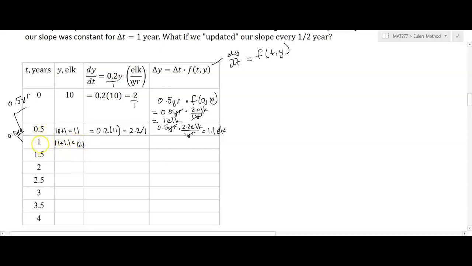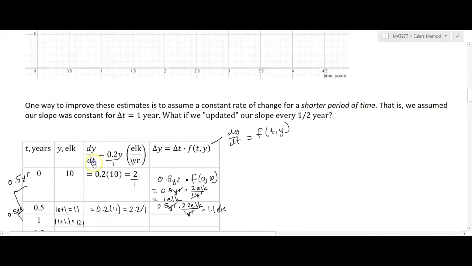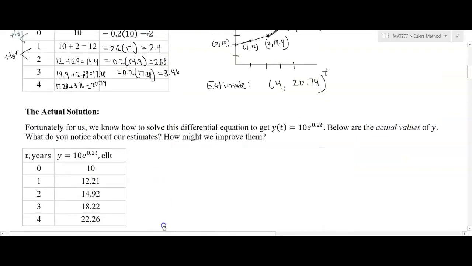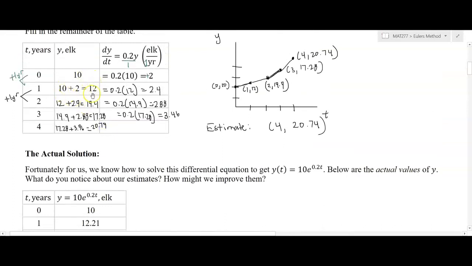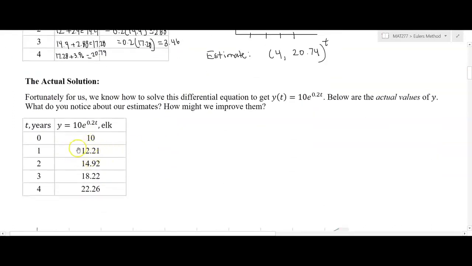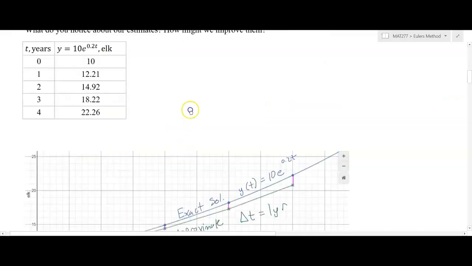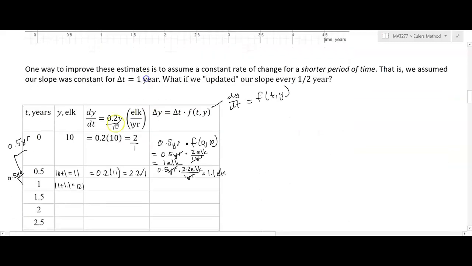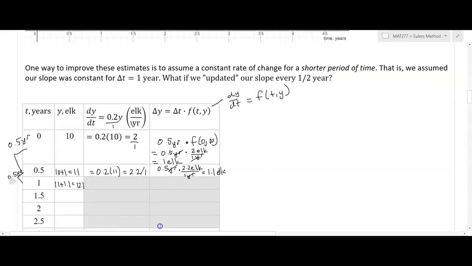And you can already see that our estimate here is 12.1 elk at time 1, whereas when we did 1 year at a time, our estimate was 12 elk. The actual answer at time 1 is 12.21 elk. So you already see that our estimate at time 1 is a little bit more precise. Now, of course, I'm going to repeat this process many times.